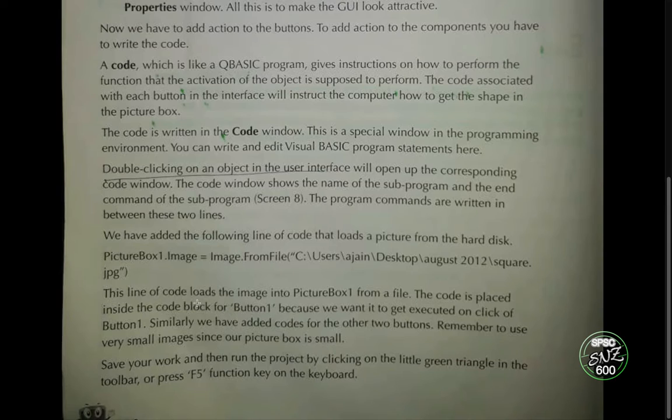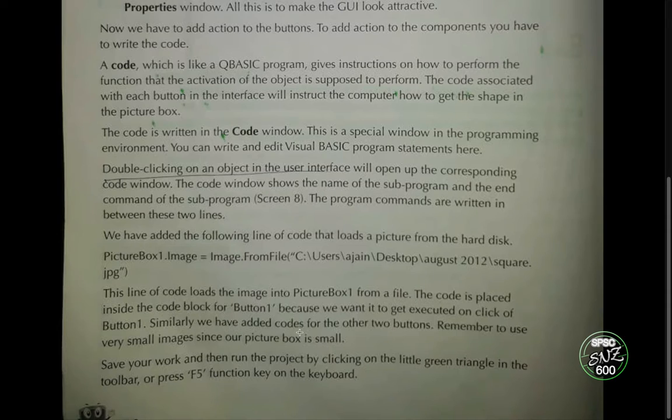Now this line of code loads the image into picture box 1 from a file. The code is placed inside the code block for button 1 because we want it to get executed on click of button 1. So remember, it will be in button 1. By double clicking on button 1, you will write this code.